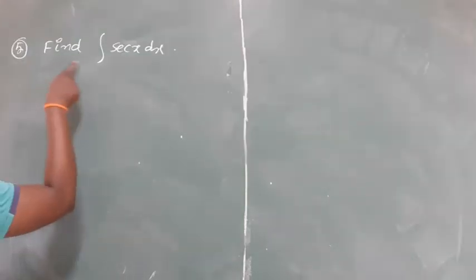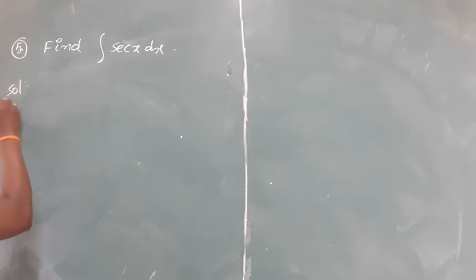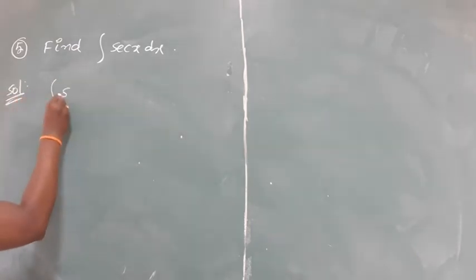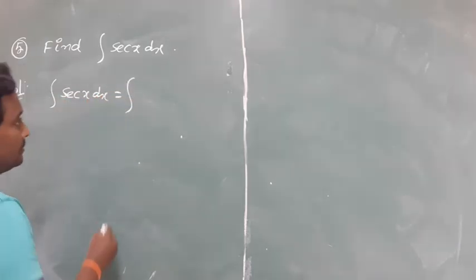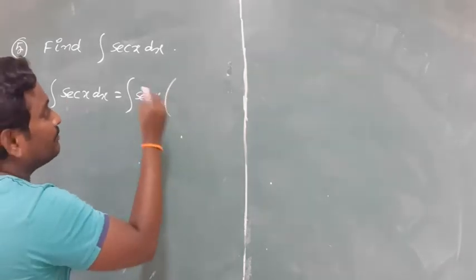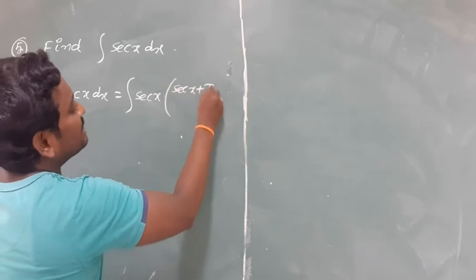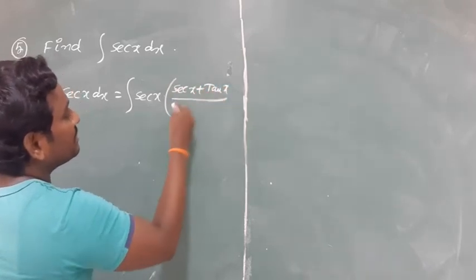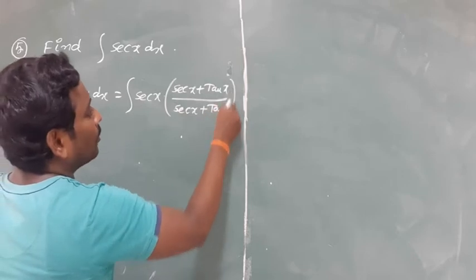Next one is find integration of secant x dx. This is also an important problem. Consider the given function secant x dx. Here, write secant x as usual. I will multiply the numerator with secant x plus tan x, and divide with secant x plus tan x, whole dx.